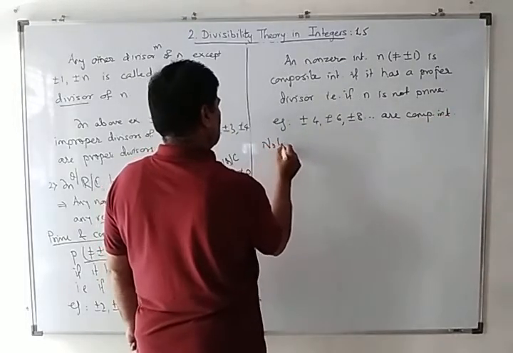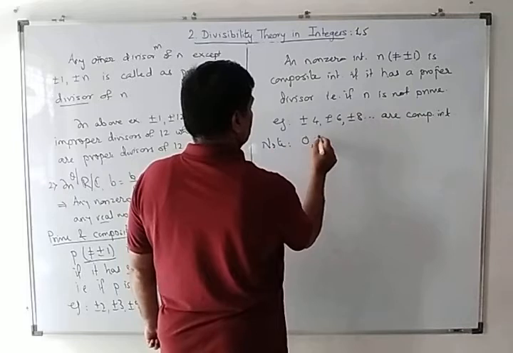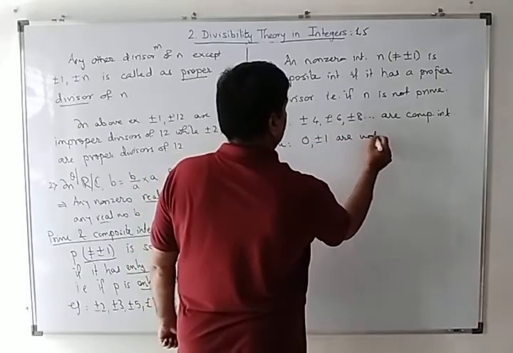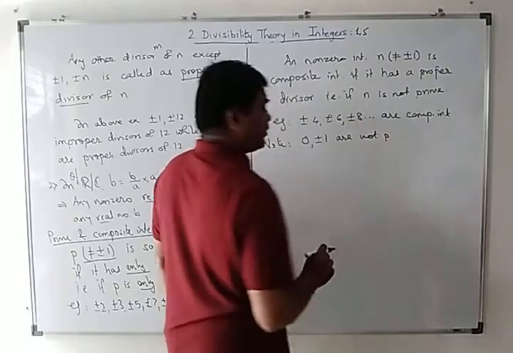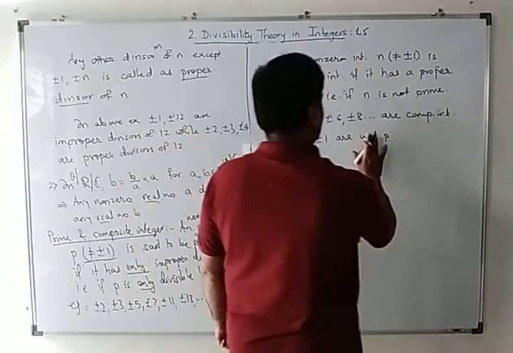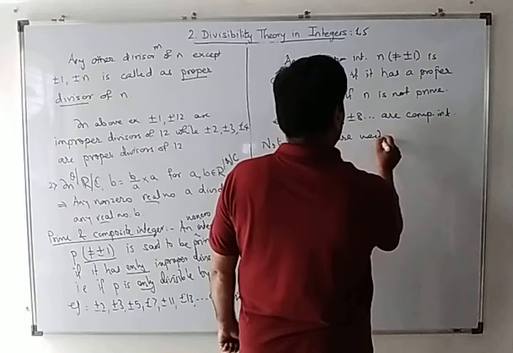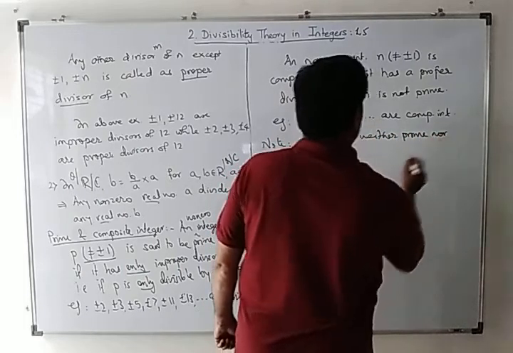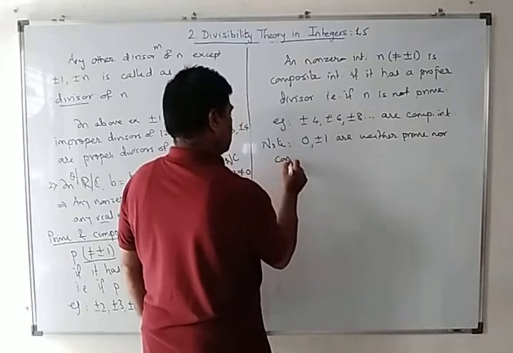Note: 0 and plus minus 1 are neither prime nor composite integers.